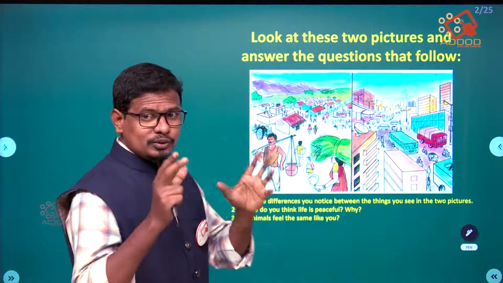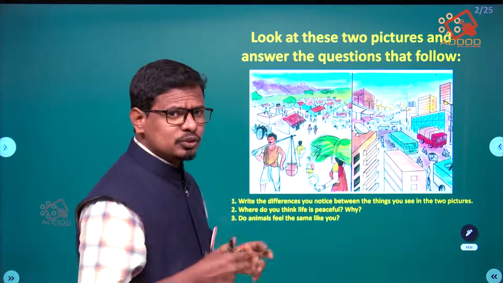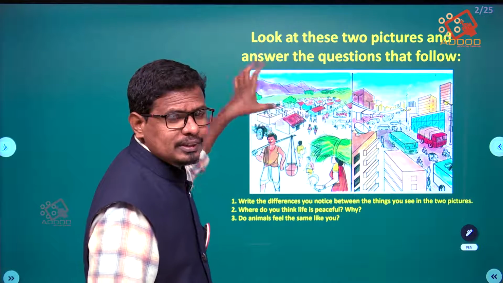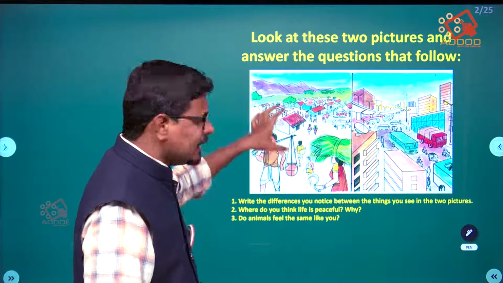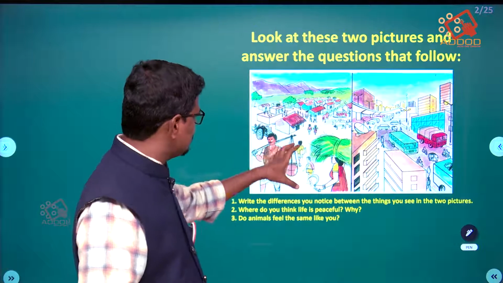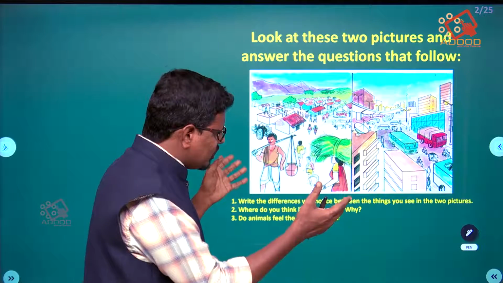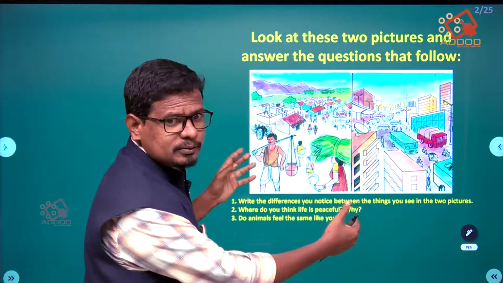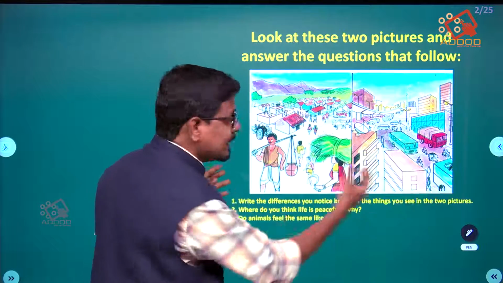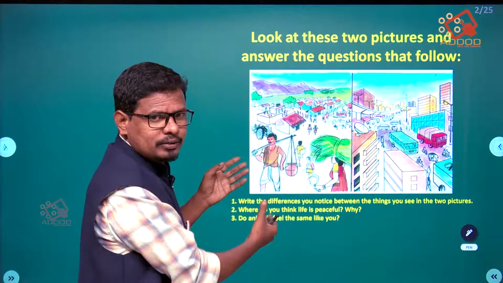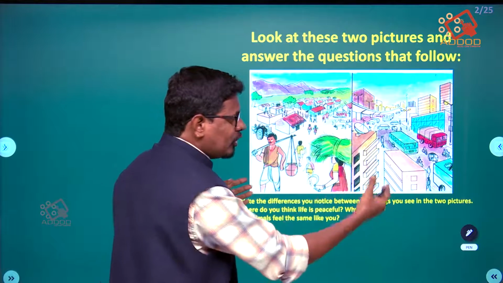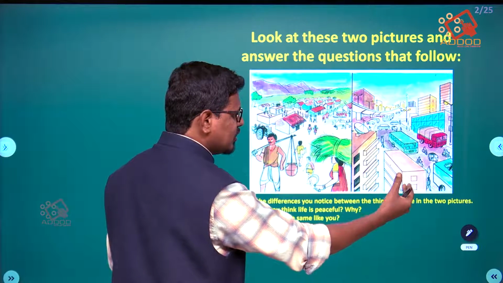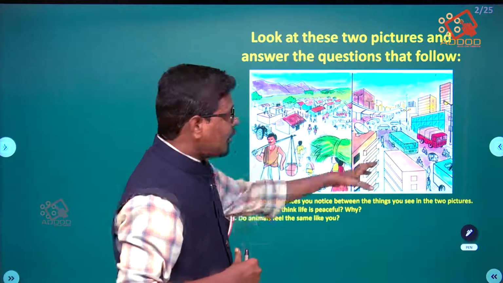Before we get into the story, before we analyze the story, before we understand the story, let's look at the picture that is presented on the board. There are a few questions that are to be answered. Let us find out the differences between these two pictures. One is a town and the other is a village. So in the town you find all the vehicles, the lights, buildings, flyovers and the commuters.